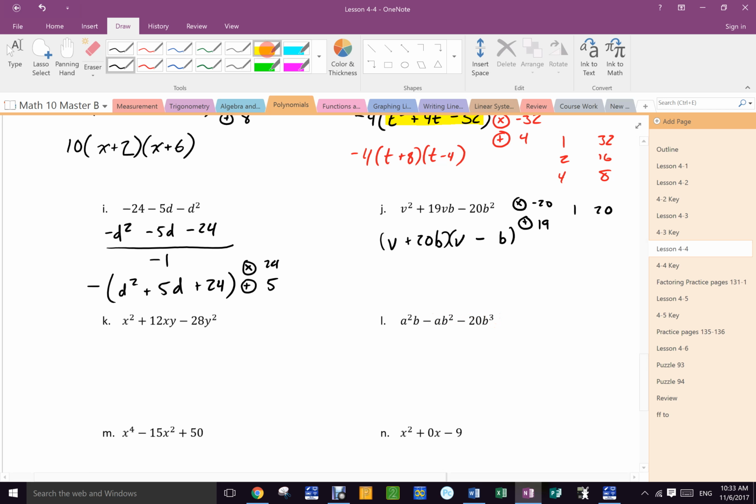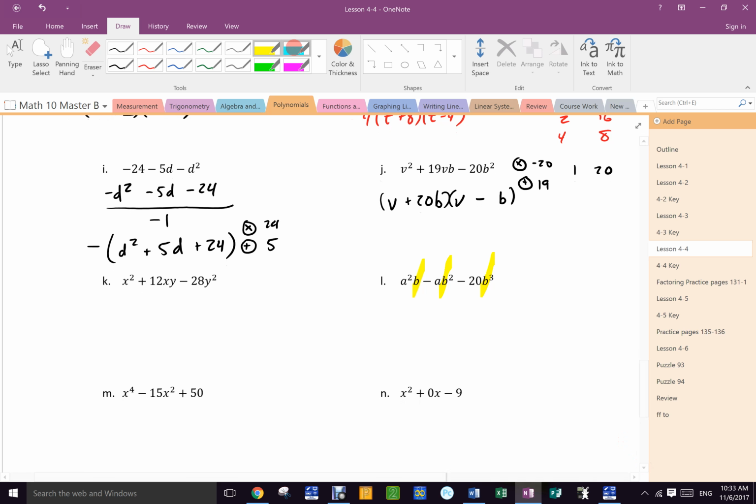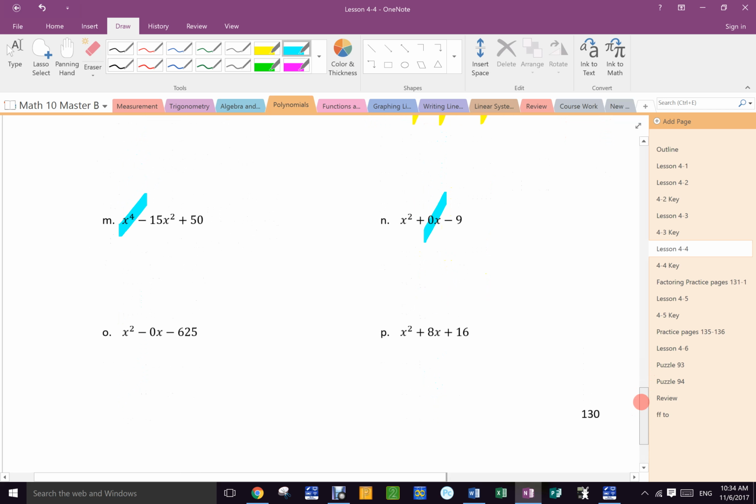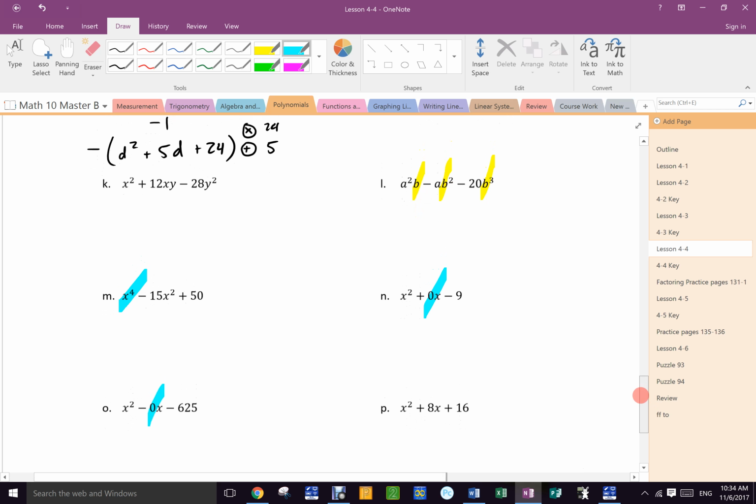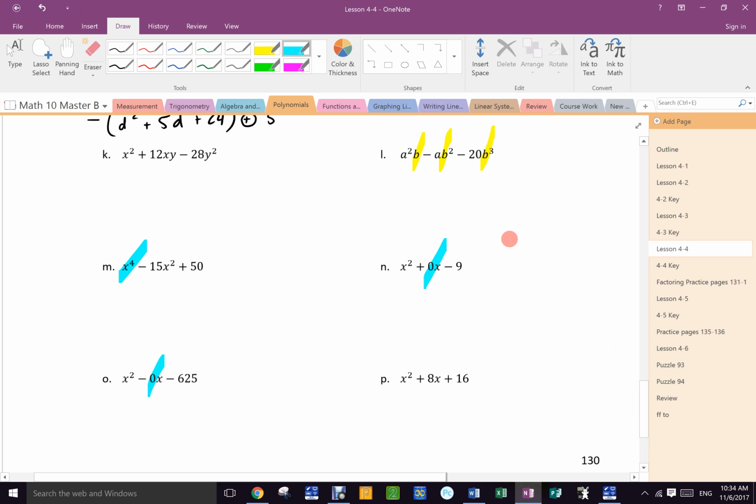What's weird in L? I'm going to just highlight and let you figure it out. What's weird in M? I'm going to highlight and let you figure it out. And what's weird in N? I'm going to highlight and let you figure it out. But I'm going to show you the right answers. And then this one's normal. I'm going to show you the right answers very soon. This is your job right now. Try and do those 6.